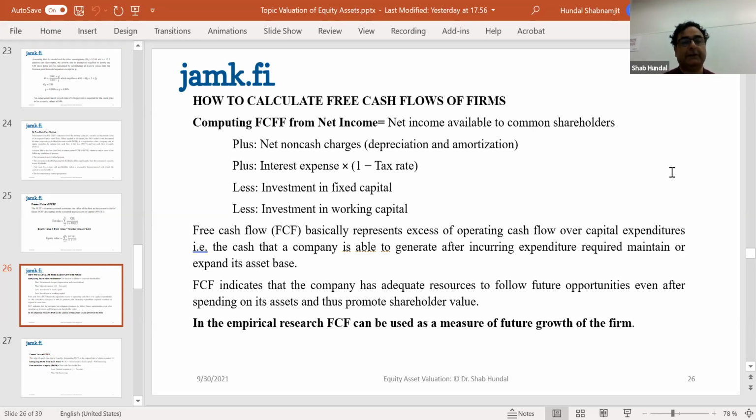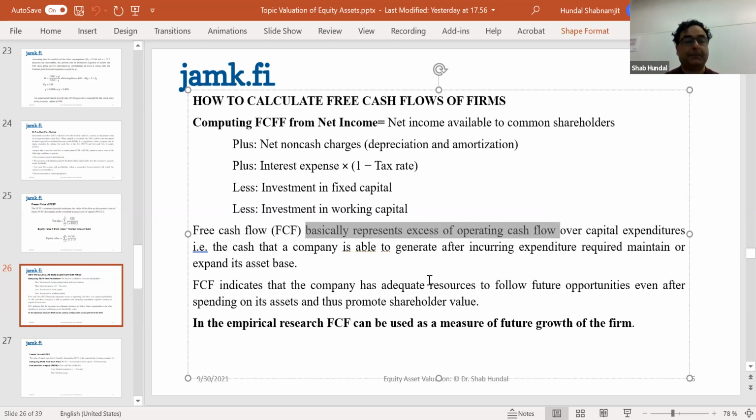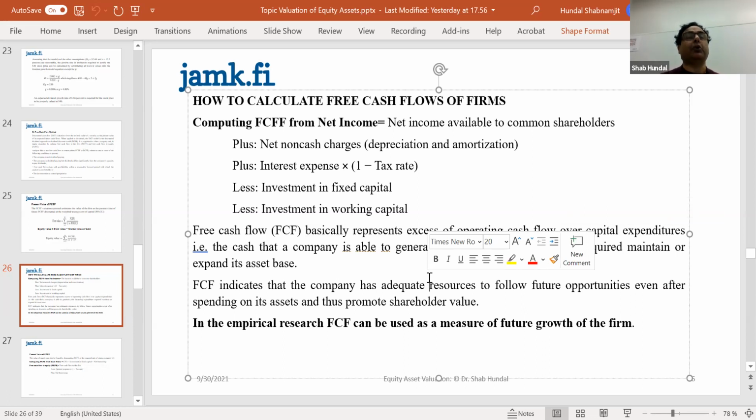And what is free cash flow? The free cash flow basically represents the excess of your operating cash flow over the capital expenditure. You get a cash flow from your operations. And now you need to go back to management accounting: what is a cash flow? Cash flow is money coming in minus money going out. But first, we have the operating cash flow.